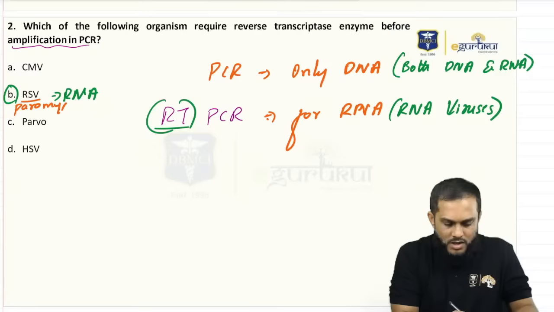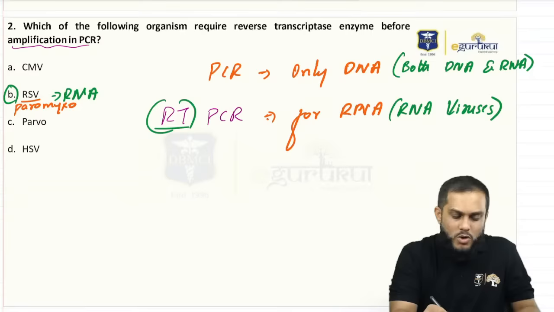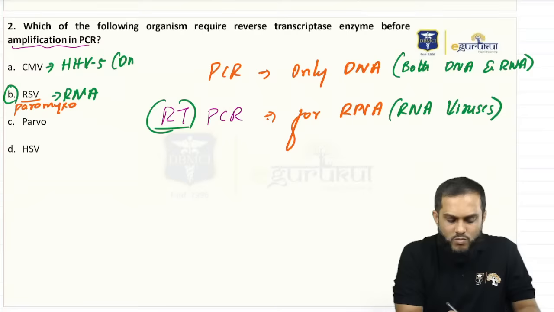The important viruses of the Paramyxoviridae family that we discuss are Nipah, mumps and measles. Other than that, we have respiratory syncytial virus and Newcastle virus. There are many other viruses. So RSV belongs to paramyxovirus. It is an RNA virus, whereas cytomegalovirus belongs to HHV5, herpes virus 5. That is a DNA virus.